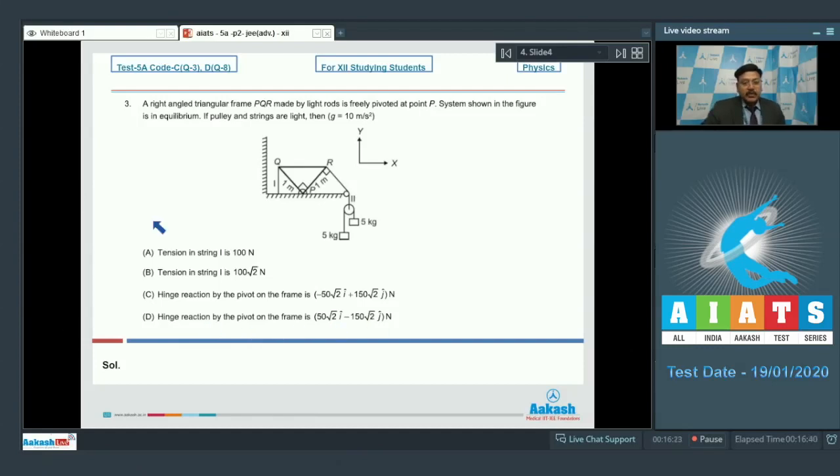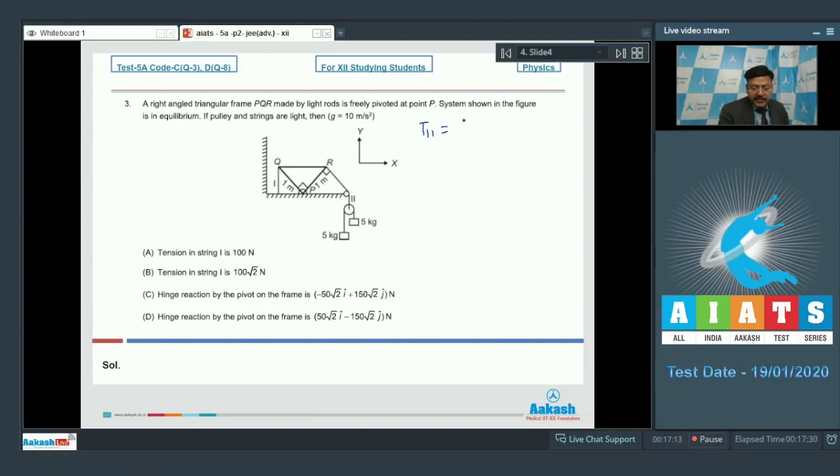Okay, so we have to find tension in string 1 and also the hinge reaction at that instant on the frame by the pivot. Well, the system is in equilibrium. The frame itself is in equilibrium, and so this pulley and the blocks will form an Atwood machine, and we can find tension in the string connecting the blocks as well as in string 2. So we can straightaway write tension in string 2 is 2 times the tension of the string connecting the blocks.